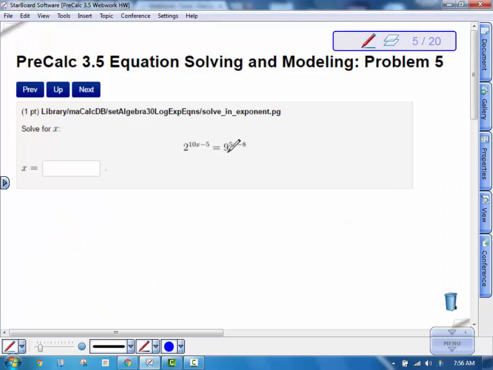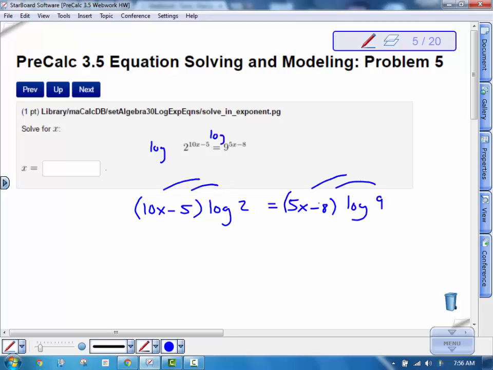All right, this is kind of a tough problem. There might be other ways to do this, but I would take the log of both sides first, because then I can bring down the exponent. So then you can bring down the exponent and do 10x minus 5 times the log of 2, and it's log base 10, equals, I'm going to bring down the exponent on the other side as well, 5x minus 8 times log of 9. Then I would distribute both of these.